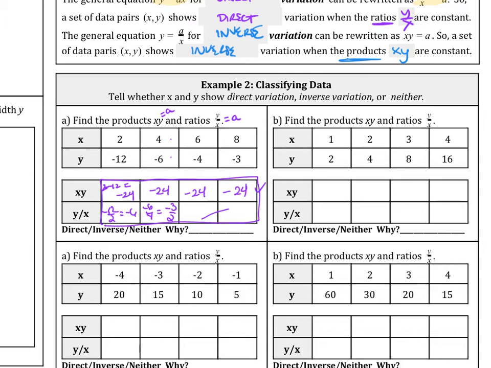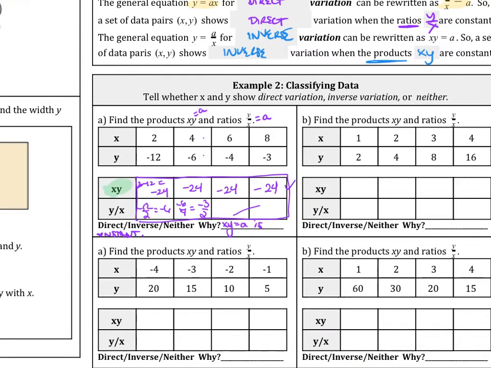Now, in order to justify whether this shows direct, inverse, or neither, we know that x times y is constant. Remember, this is what you write: you write x times y equals a is constant. So before you circle anything, write x times y equals a is constant. Next, let's solve for y. Let me write this on the side: x times y equals a.